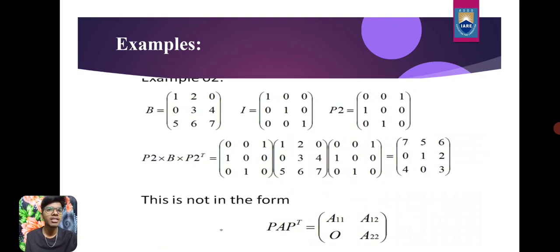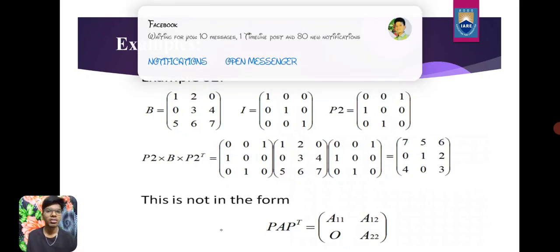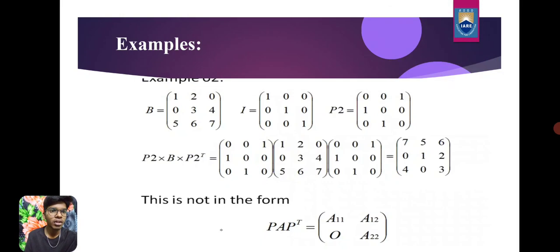Coming to the second example, B equals 1 2 0, 0 3 4, 5 6 7. And here P2 equals 0 0 1, 1 0 0, 0 1 0. Solving P2 B P2 transpose, we get 7 5 6, 0 1 2, 4 0 3. This is not in the form of P A P transpose. And thank you.